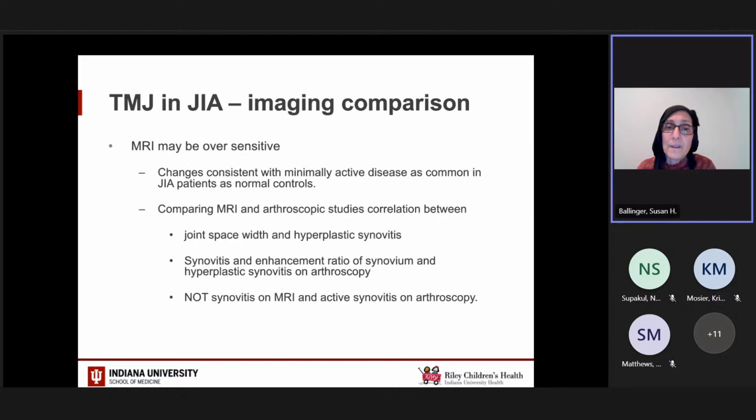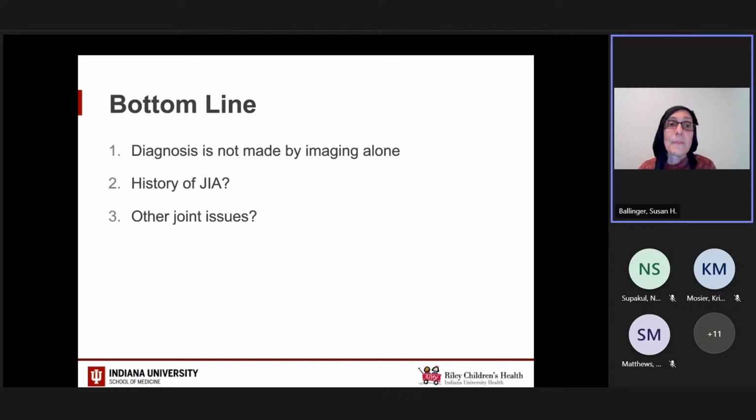Joint space width and hyperplastic synovitis. The synovitis enhancement ratio of synovium and hyperplastic synovitis on arthroscopy is different than on an MRI. And sometimes we had MRIs that didn't show synovitis, but showed active synovitis on arthroscopy. So it's the best we have, but it's not necessarily the absolute. We're not always seeing on MRI what we see when we look at it.